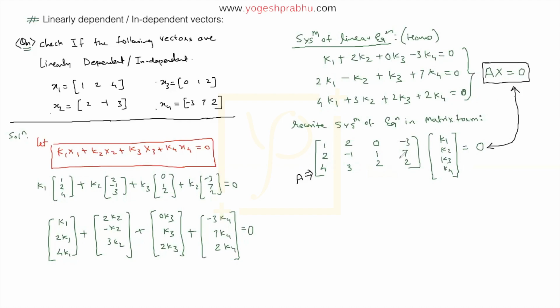Okay, this is one matrix. The first matrix is A. Then this matrix over here is X. So this is A times X equal to 0. This is an exact same form, and again, I'll say this is a homogeneous form of system of equation.